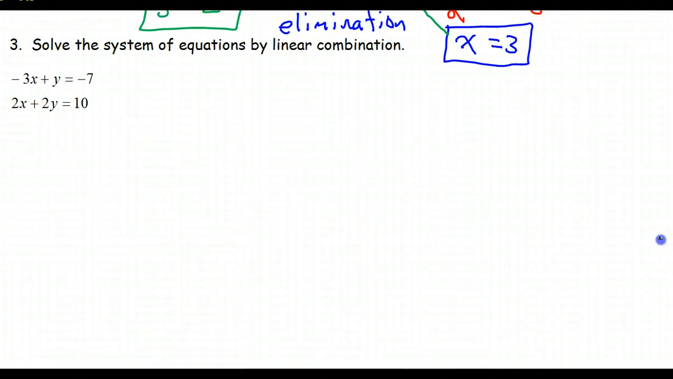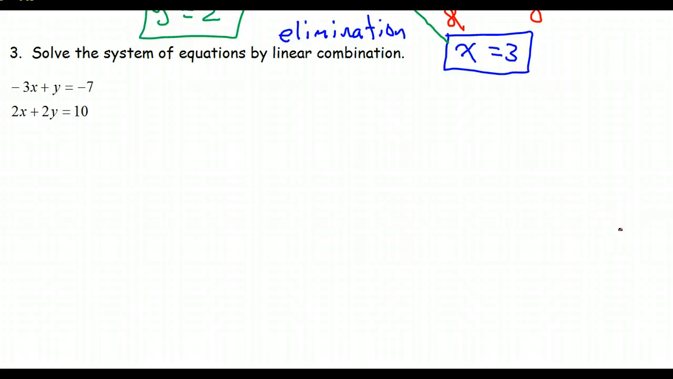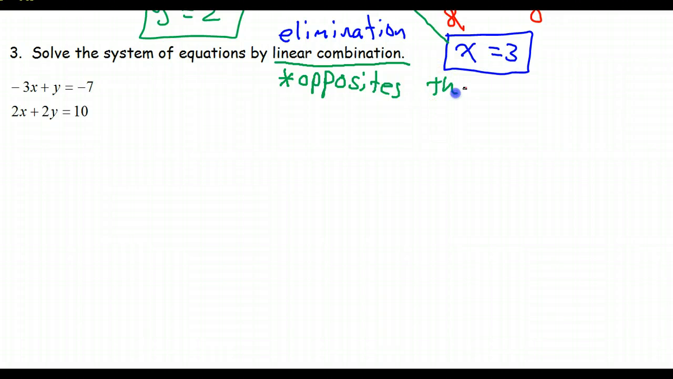The third and final method that we're going to talk about today is the elimination method, also called linear combination. Now, the key for the elimination method is that we want opposites that cancel. For example, if this is negative 3x, then I would want this to be positive 3x. And it could be the x's or the y's.